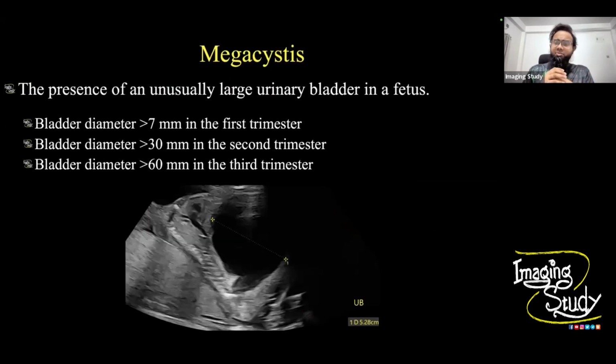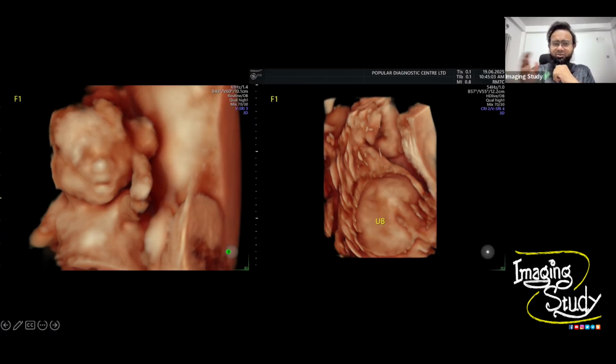The normal diameter depends on the trimester. In first trimester, if it is more than 7, in second trimester, if it is more than 30 millimeter, and in third trimester, if it is more than 60 millimeter, we go for a distended or dilated urinary bladder, which is called megacystis. Okay, so 7, 30, 60. That is the measurement. You can measure the highest length. That will be okay. However you measure, it should not cross this value actually. That is the easiest one.